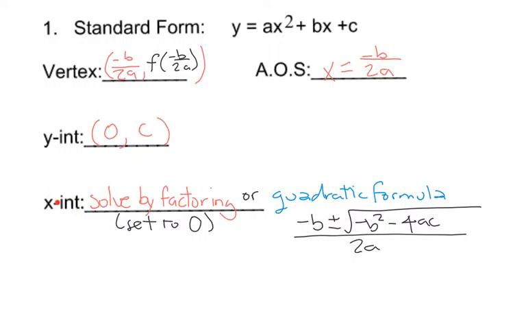And then to find the x-intercepts, aka the roots, aka zeros, you have two ways of finding them. You can solve by factoring, which we've been practicing, and once you have your two sets of parentheses, you set them equal to 0 and solve for x. Or you can always use the beautiful quadratic formula: negative b plus or minus the square root of b squared, it's positive b squared, minus 4 times a times c, all divided by 2a. All right, so let's try that example.